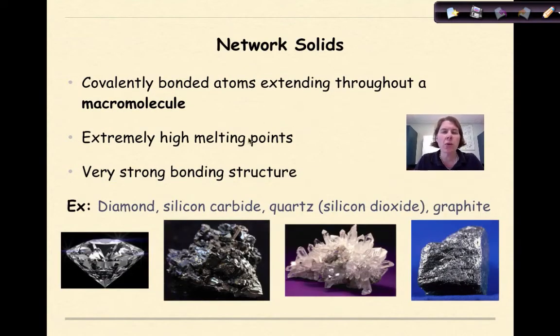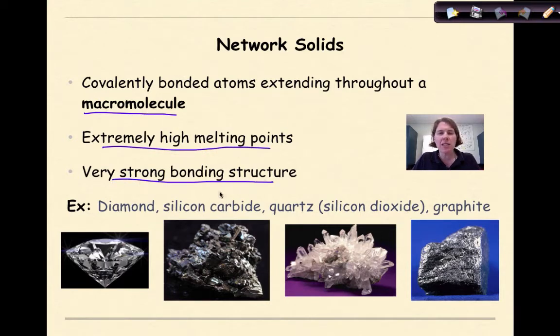Now let's talk about network solids. Network solids are a specific type of compound that has covalent bonds. So this is a covalently bonded atom that extends throughout a macromolecule. They have extremely high melting points and a very strong bonding structure.